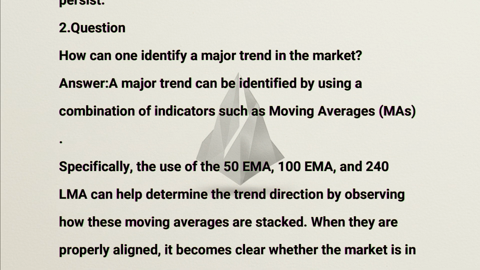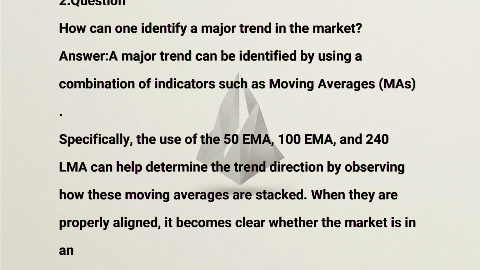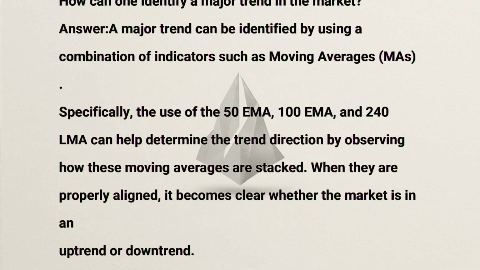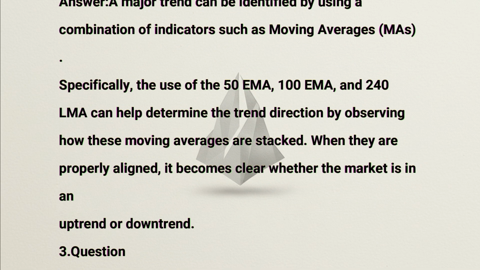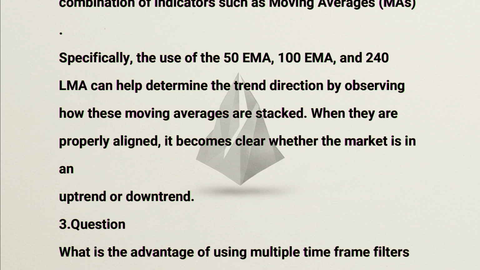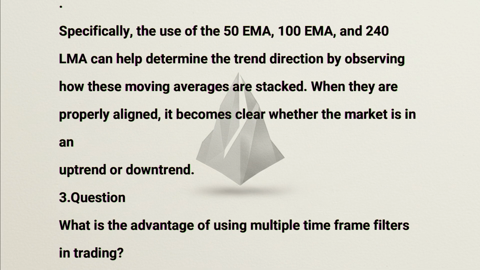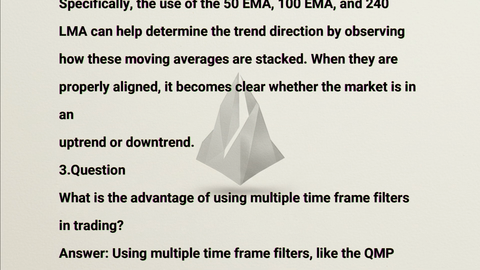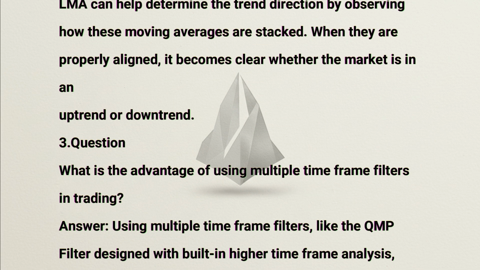Specifically, the use of the 50 EMA, 100 EMA, and 240 EMA can help determine the trend direction by observing how these moving averages are stacked. When they are properly aligned, it becomes clear whether the market is in an uptrend or downtrend.